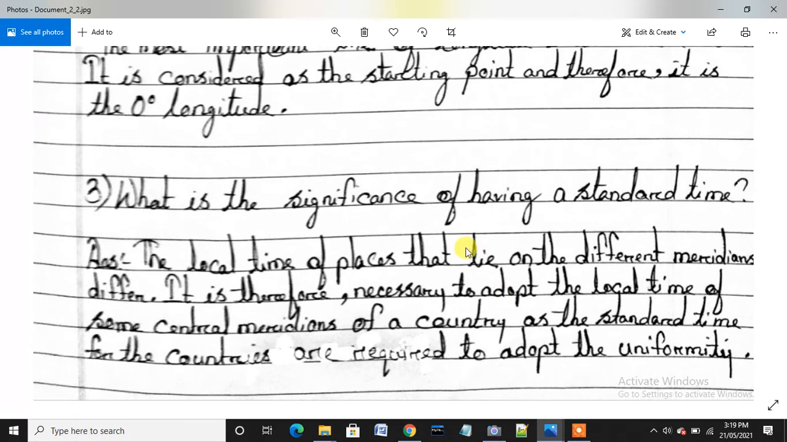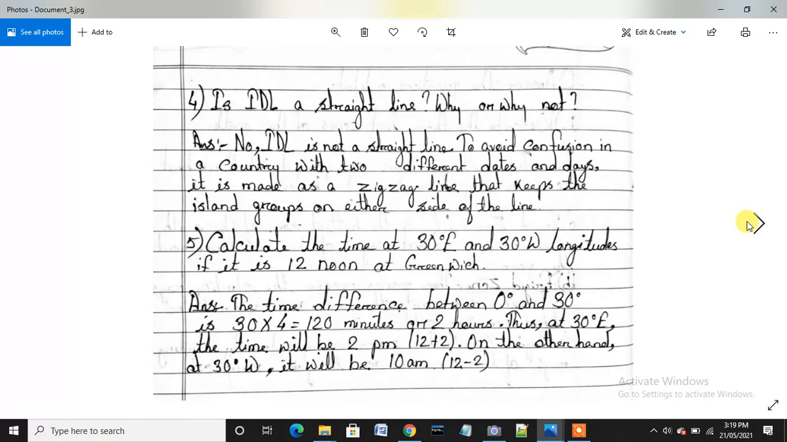So in the very simple way I have written, it is not so complicated, so don't get confused. Is the International Date Line a straight line? Why or why not? No, it is not a straight line. To avoid confusion in a country with two different dates and days, it is made as a zigzag line that keeps the island groups on either side of the line.